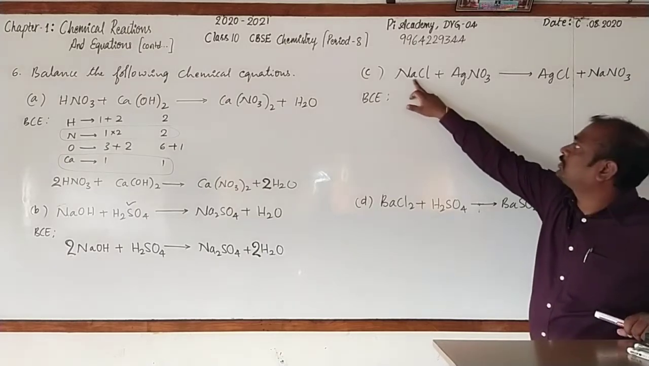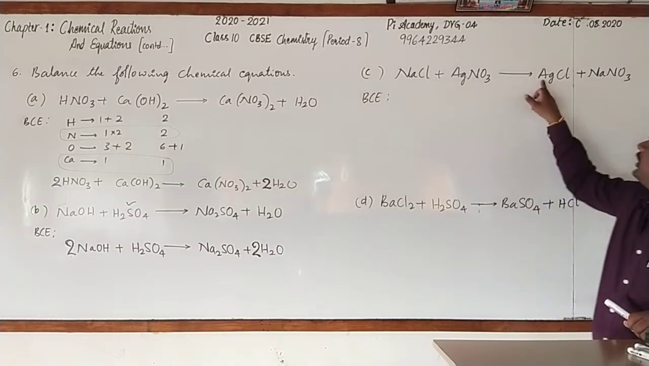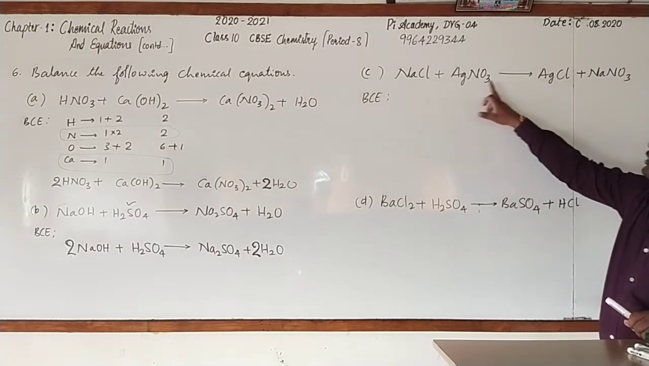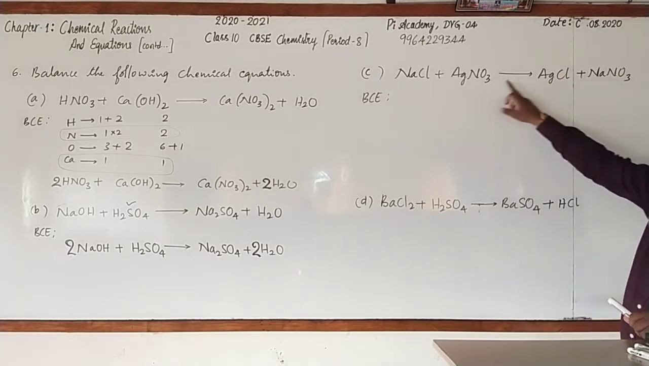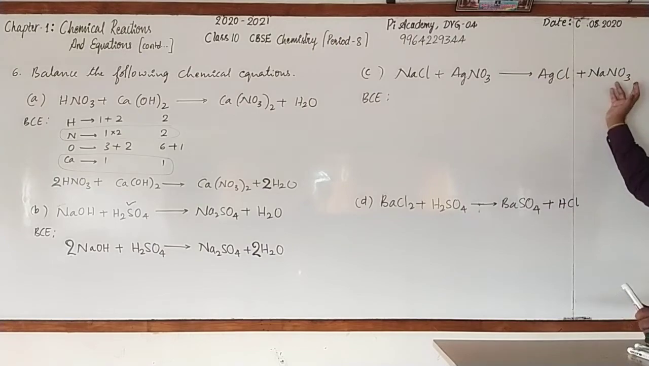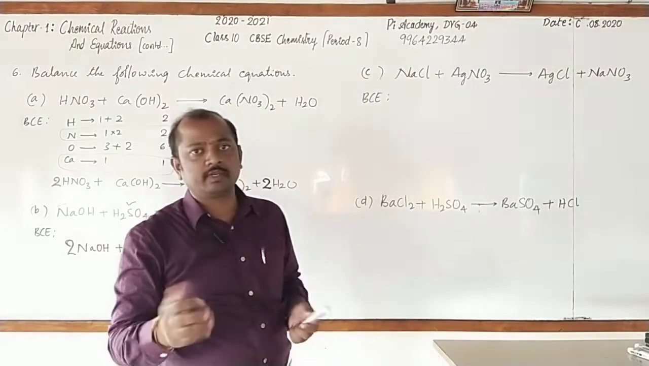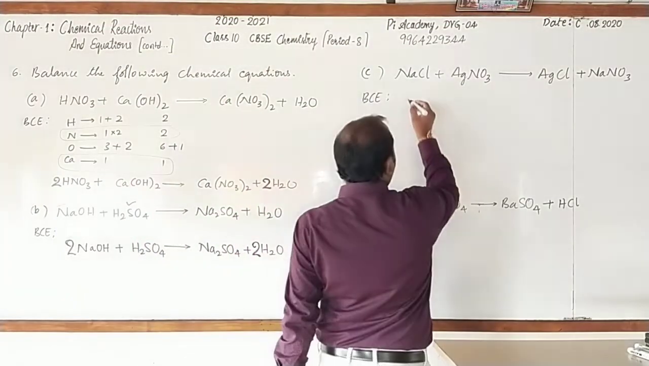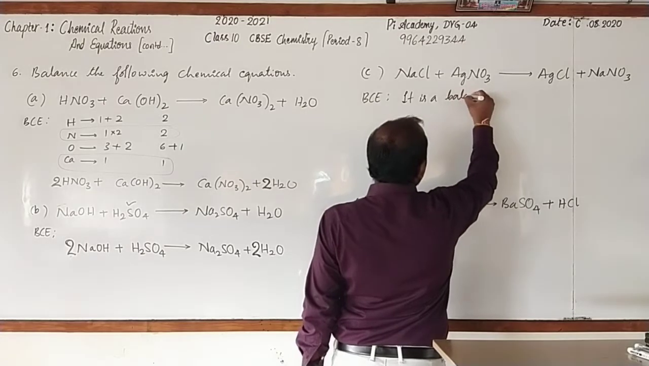Now see the sodium, one atom, one atom. Chlorine, one atom, balanced. Ag, one atom, that is silver. Nitrogen, one atom, oxygen, three atoms. So here, the given chemical equation is already balanced. So we can write, it is a balanced equation.